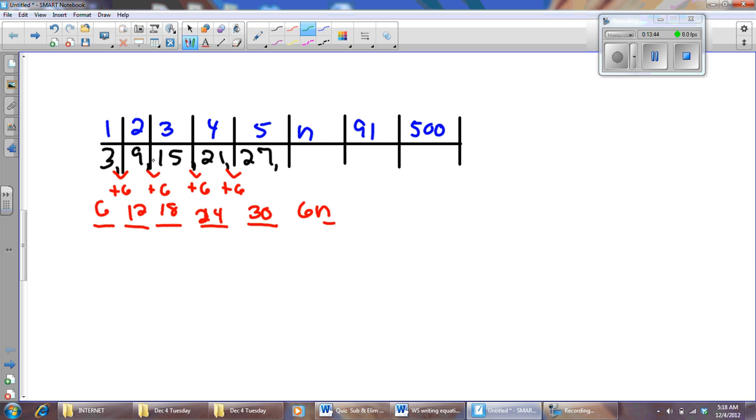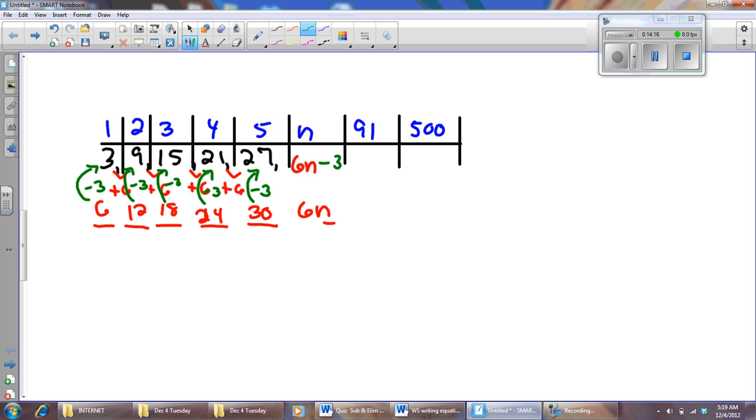And I compare, how do I turn the red ones into the black ones? Subtract 3. Subtract 3. It looks like on every single one, I'm subtracting 3. That means my answer is going to be the 6n that I started with, and then minus 3. That is my nth term. That expression will allow me to find anything.